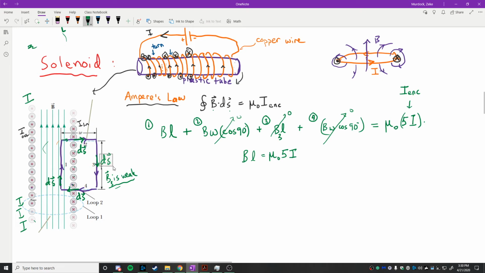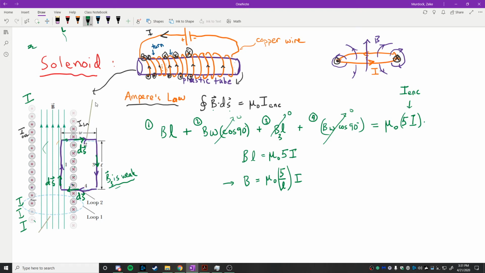One thing I can do is just delete that piece right there, I think. Okay. Yeah, so L is the length of this loop right here, right? It's the length of this side of the loop. So we get back on track. B times L is equal to mu naught I times 5. But then we divide the L over there, and we get this 5 divided by L. Okay, that ends up being our answer for what the magnetic field is.